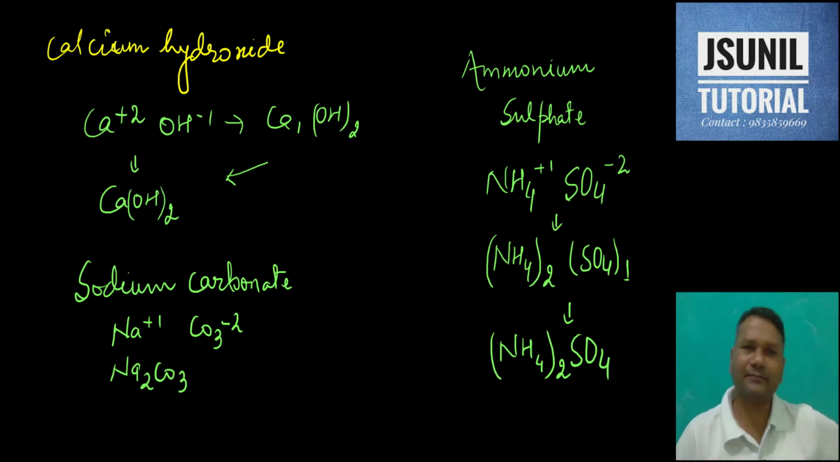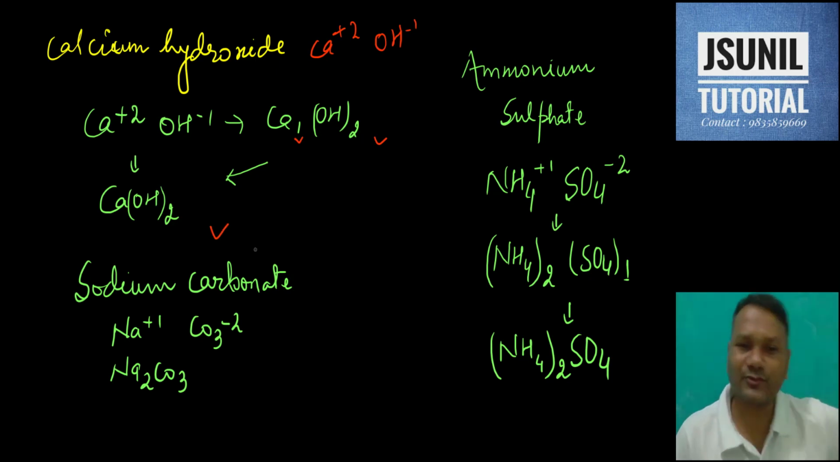Again, we are giving some examples. Calcium hydroxide. Calcium has a +2 charge and hydroxide has a -1 charge. Okay. Then what is the LCM of 2 and 1? It is 2. When 2 is divided by 2, we get 1. When 2 is divided by 1, we get 2. Then the formula is Ca(OH)2.